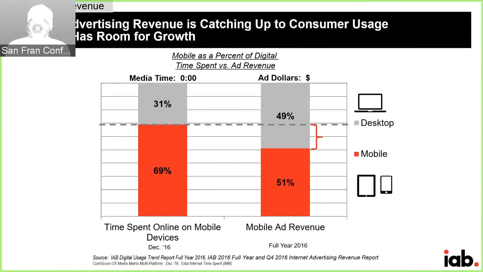So here's a quick stat from the IAB Digital Usage Trend Report full year 2016, which you can find on the IAB.com Research Hub. The bar on the left shows that 69% of all time spent online is spent on mobile devices. And the bar on the right, from the IAB PwC 2016 Digital Ad Revenue Report, shows that over half, about 51%, of all digital advertising revenue is generated from mobile ads. So consumer time spent is clearly higher on mobile than desktop. However, it hasn't translated to advertising dollars for publishers on mobile.